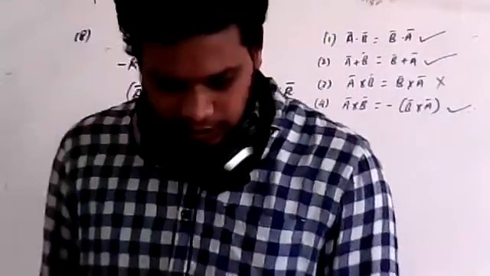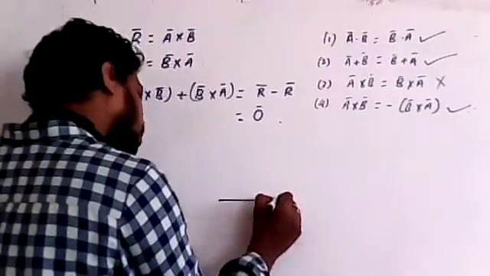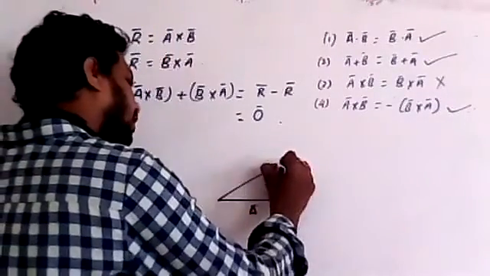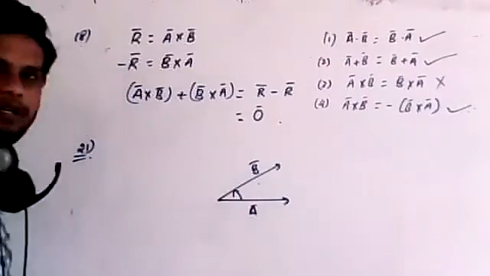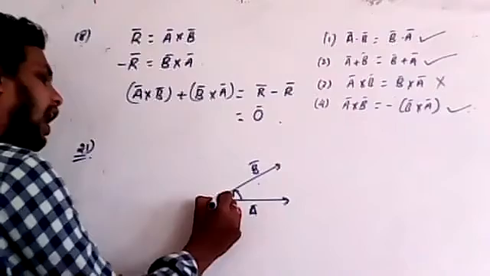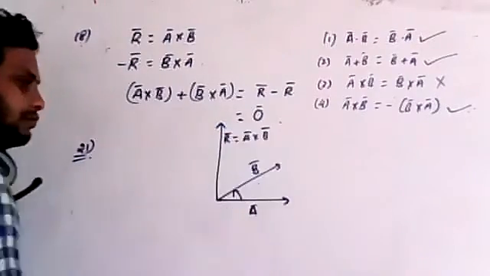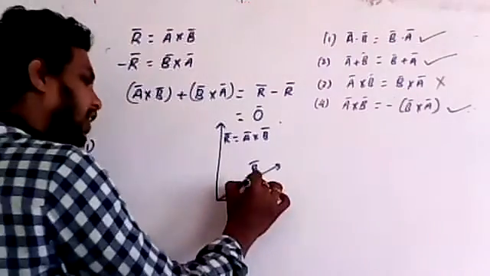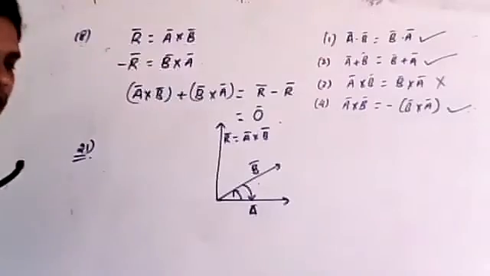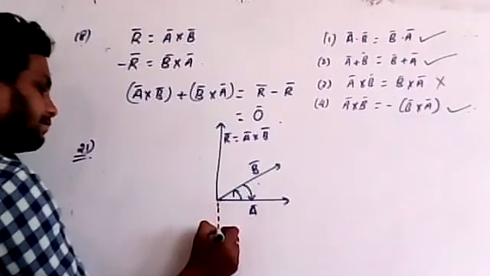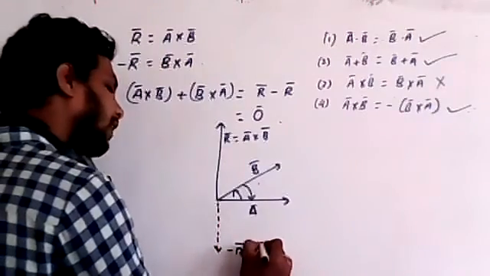Listen, ma. A bar cross B bar. Yesterday I gave one concept, if you remember. A bar, this is B bar. Now, if A crosses on B, then R bar is in which direction? Upward direction. That R bar can be taken as A bar cross B bar. If B crosses on A, then R bar is in which direction? Downward direction. That is taken as minus R bar is equal to B bar cross A bar.